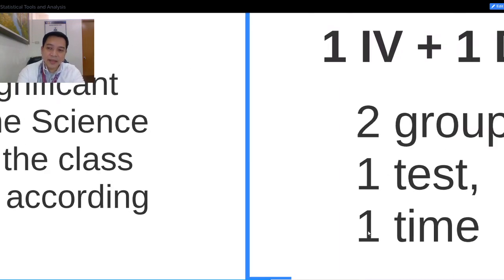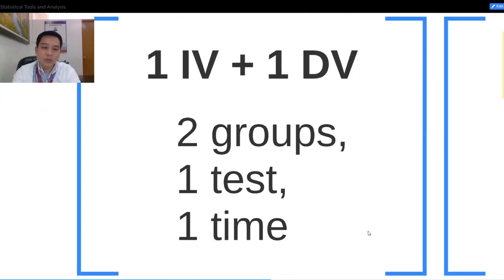So let's see whether the analysis is right. Two groups, one test, one time. So if you have two groups, one test, one time, the next question is, what kind of data do you hold? It's a science test, so of course, you're holding scores. Therefore, it's numerical.